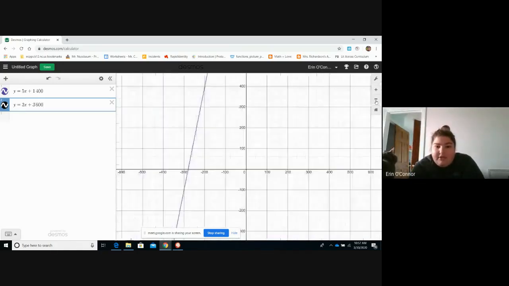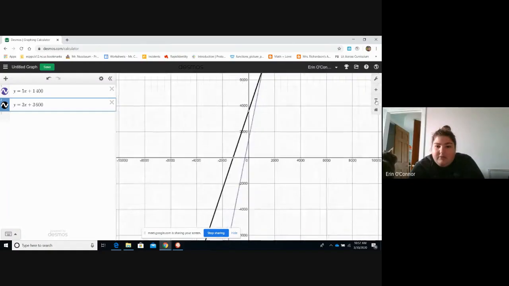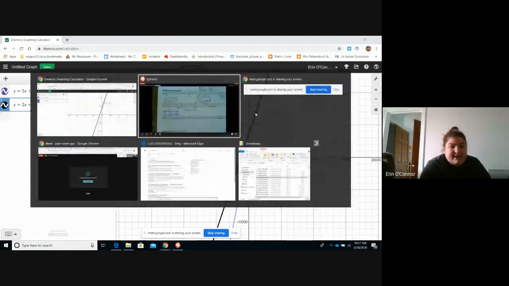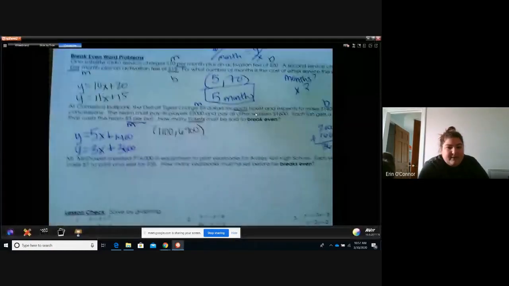And as we do this, I'm zooming out some. And I see this is the point right here. It is (1,100, 6,900). That's my point. And it says, how many tickets must be sold to break even? How many tickets must be sold to break even?